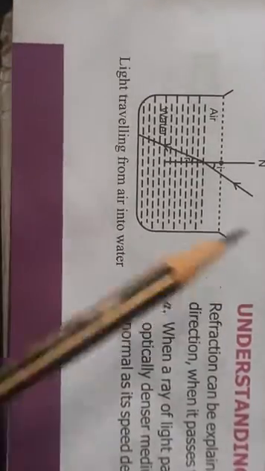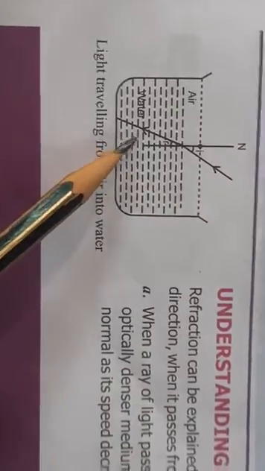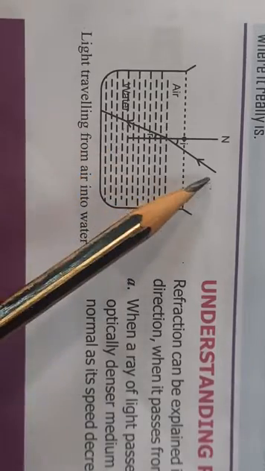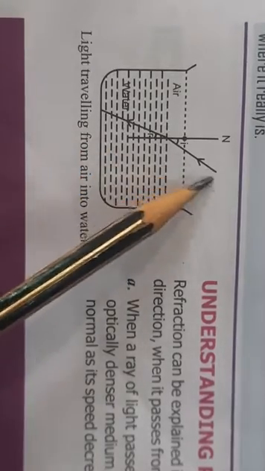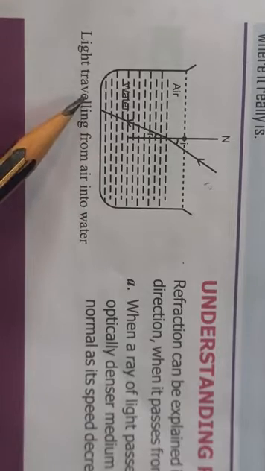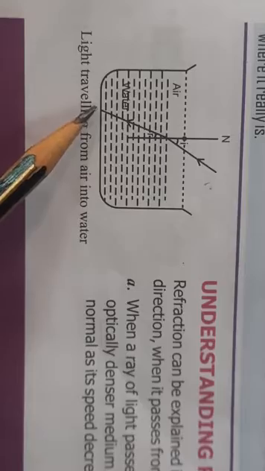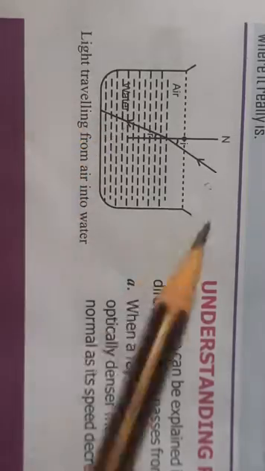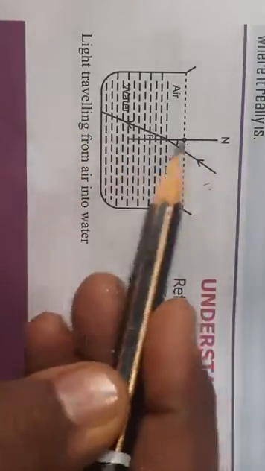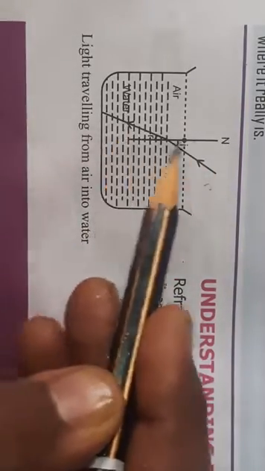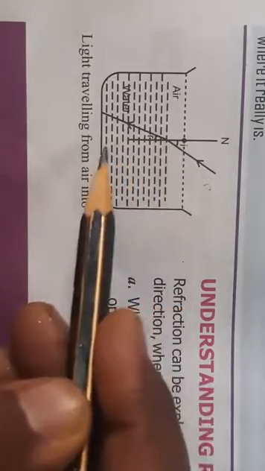Now first one, see, when a ray of light passes from a less dense medium to a more dense medium, you all know air is less dense as compared to water. So when a ray of light passes from less dense medium to more dense medium, it will have its path bent towards the normal. This is the normal, an imaginary line. If you draw it, this is bending towards the normal. It is bending towards the normal.